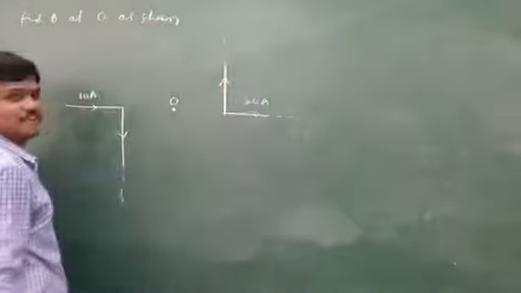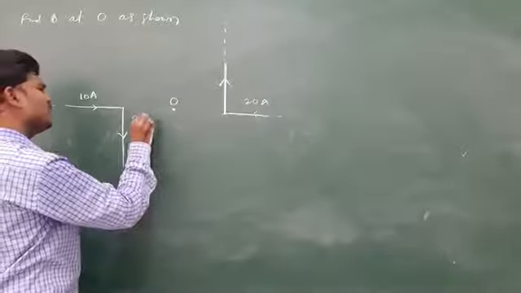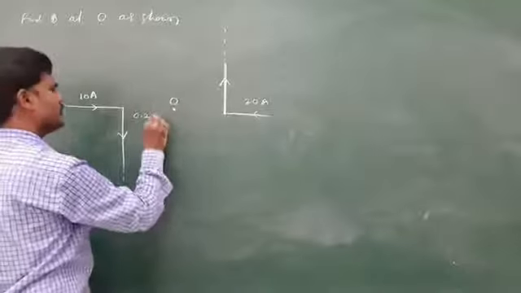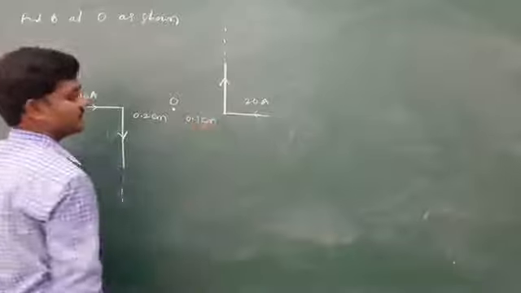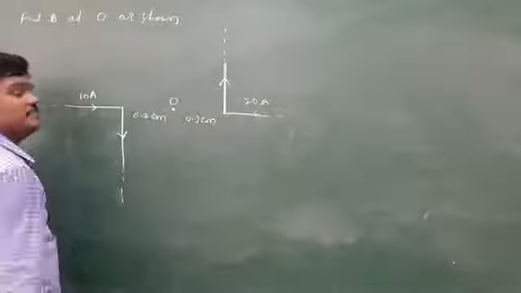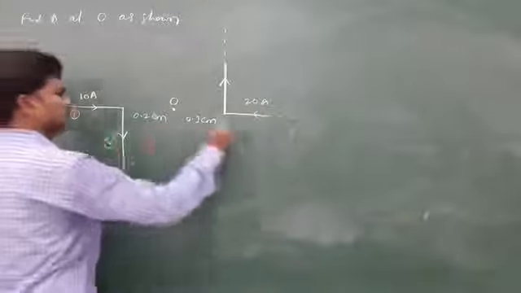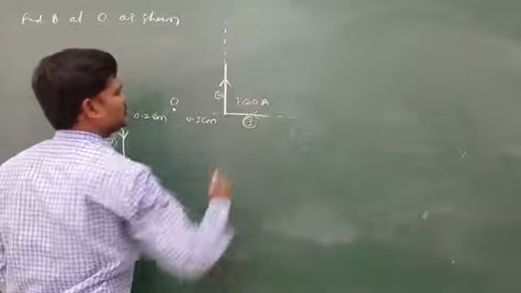They are asking to find the field at this point O. This distance is given as 0.2 centimeter, and this one is 0.3 centimeters. They are asking to find the field at point O. Now see, divide the wires: this is 1, this is 2, 3, 4, and the current is given as 20.